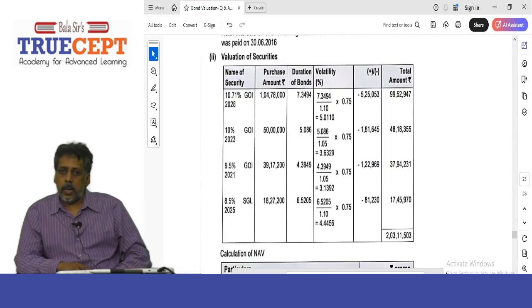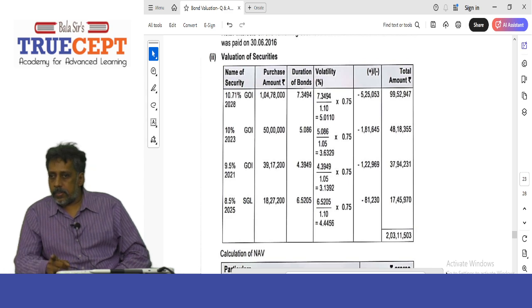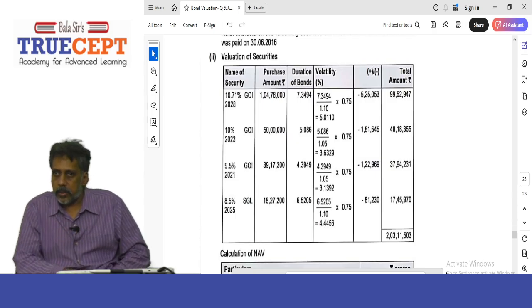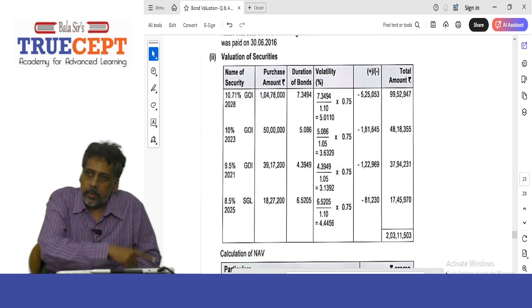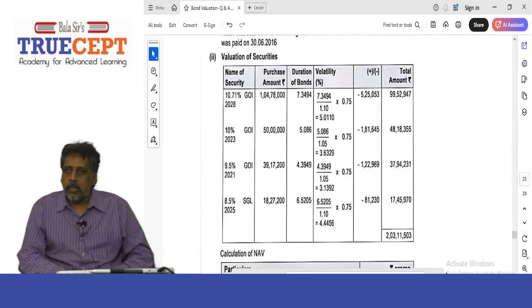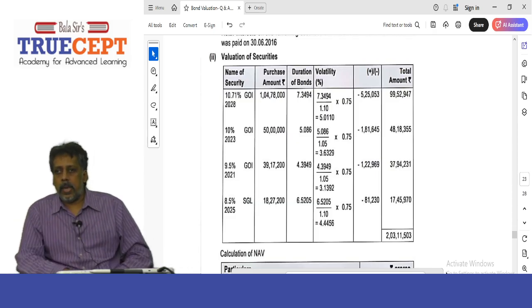Now just see the second bond. But remember, the second bond pays 10% interest every 6 months. Semi-annual pay bond. Please remember that. Okay? It pays on March 31st or September 30, doesn't matter, but 2 coupons, right? So it's a semi-annual pay bond, SAP bond.